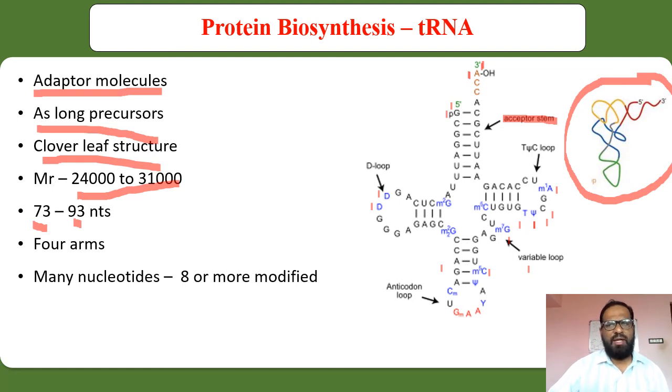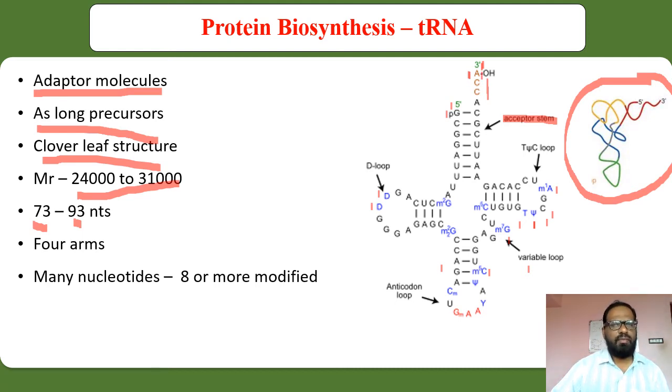And one more important point is this particular region, called the CCA, which is highlighted in a different color. Why? Because this particular region is also very important. This is the place where exactly the amino acid is going to be attached. Since the amino acid is attached at this particular adenine, this region is the acceptor end, and at the adenine there is an attachment of the amino acid to the tRNA. That's why this is also important.